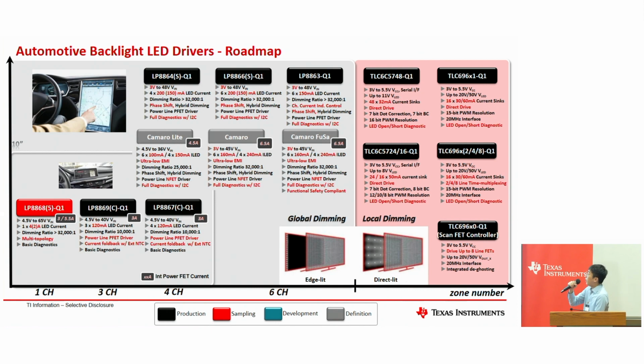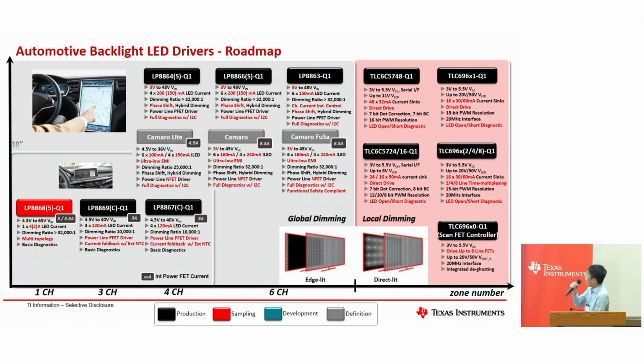Okay, this page shows only the automotive backlight LED drivers. Since EV cars are getting more and more popular, infotainment is definitely one of the design specs. We have global dimming on the left and local dimming on the right, well designed and with a full portfolio to support it. These are automotive infotainment LED backlight modules that you can see.